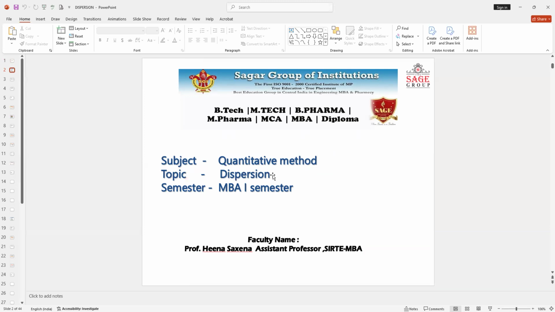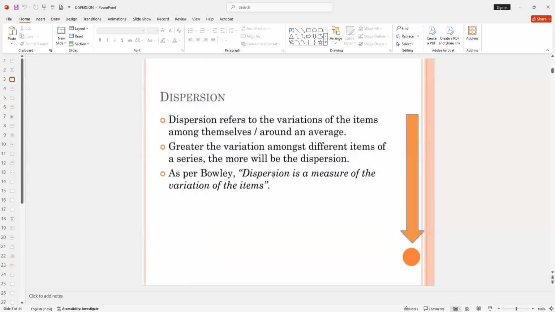Here, I'm going to record a video lecture on quantitative methods on the topic of dispersion. First, we'll discuss what dispersion is. Dispersion refers to the variation of the items among themselves and around an average. The greater the variation among the different items of a series, the more the dispersion will be.